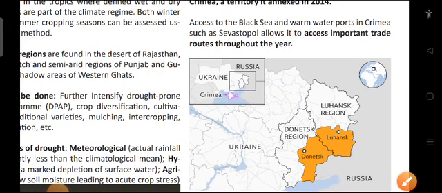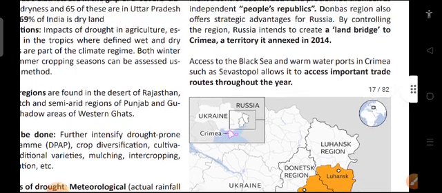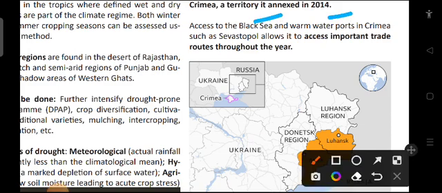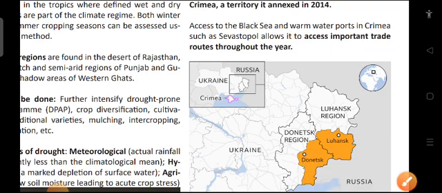Access to Black Sea and warm water ports in Crimea, such as Sevastopol, allows it to access important trade routes throughout the year. So not just this land bridge, they are also trying to access the Black Sea and warm water ports. Why? This can significantly improve their trade route.